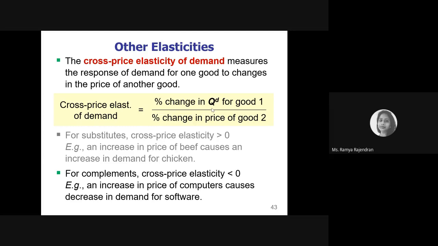For example, an increase in the price of computers leads to a decrease in software demand because they are related to each other. As the price of computers increases, the number of people buying computers will decrease. So people looking for software installation or MS Office will obviously decrease, if we are not going for a pirated version. Okay, so we have discussed income elasticity of demand and cross price elasticity of demand.